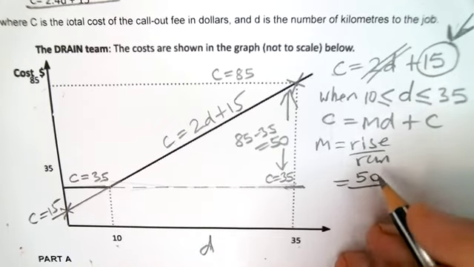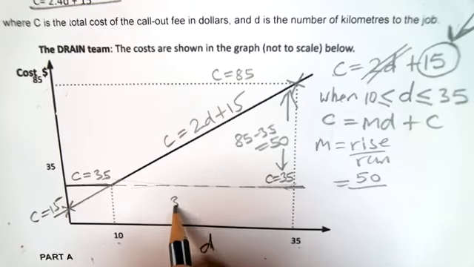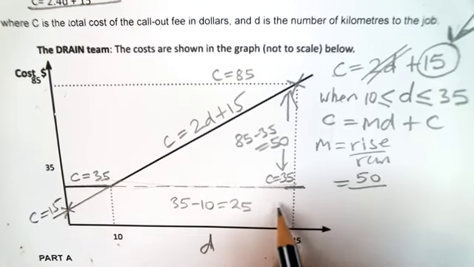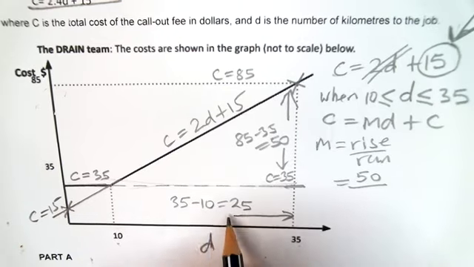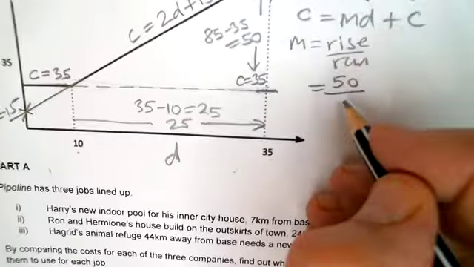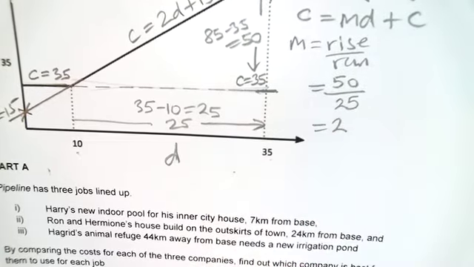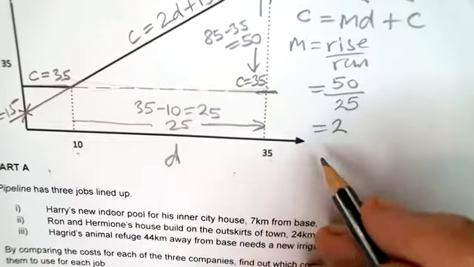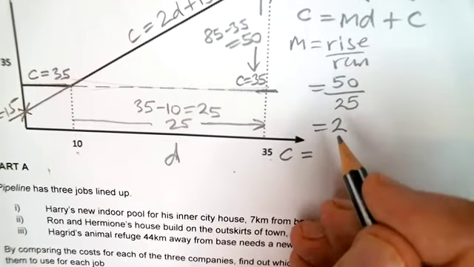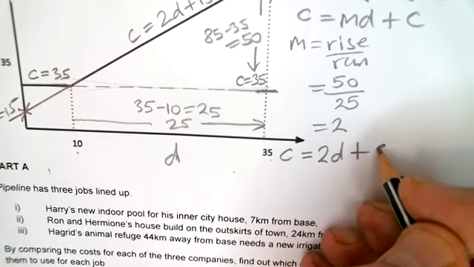All right, so what's the run? Well, the run's going from 10 to 35. In other words, 35 minus 10 is 25. So the distance from here to here is in fact 25. There it is. So that's going to be the run, 25. So of course 50 over 25 is 2. So now I can write this in again. This time I'm going to substitute something in. So C is equal to 2, that's my M value, 2D plus C.